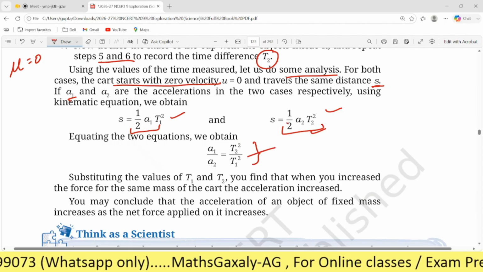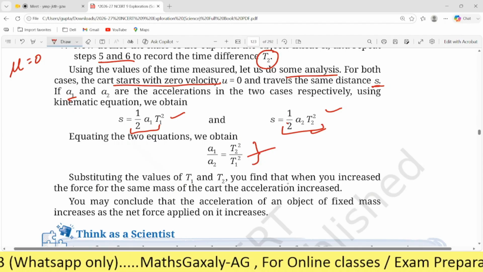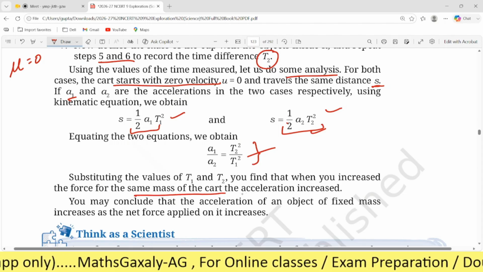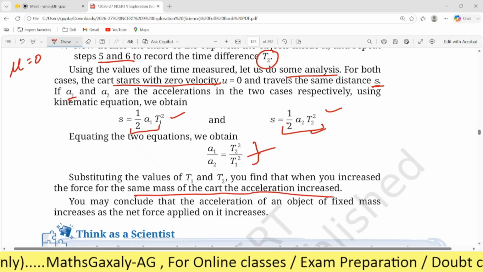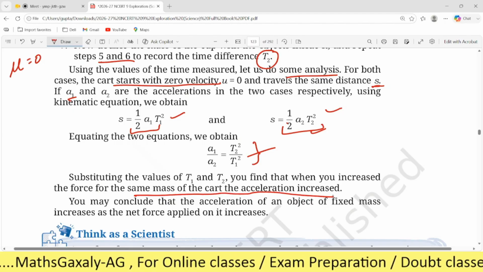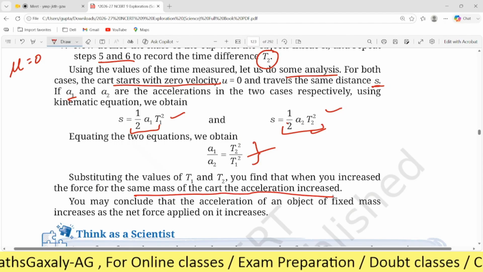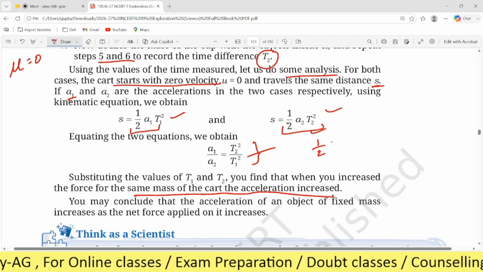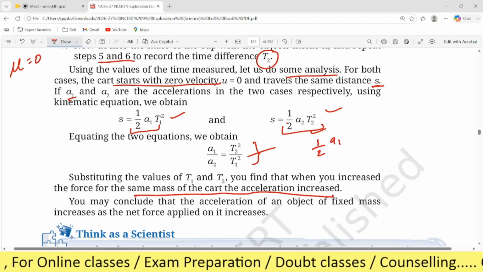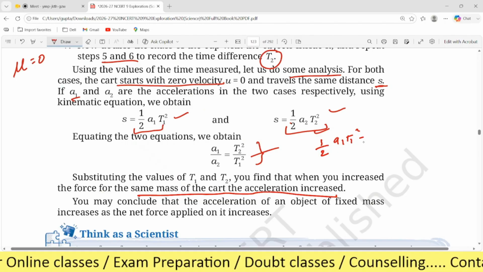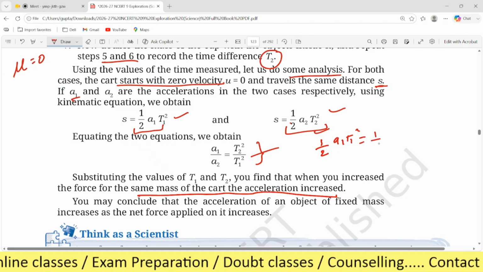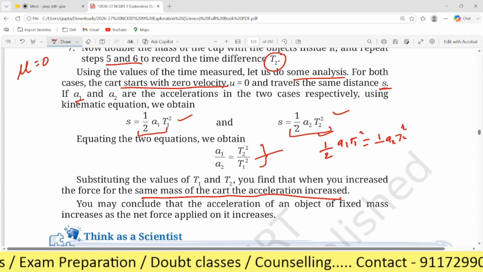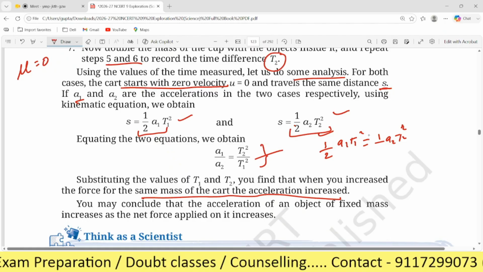So substituting the values of t1 and t2, you find that when you increase the force on the same mass of the cart, the acceleration increases. Can you show me how? Sure. Here it will be half a1 t1 square equal to half a2 t2 square, right?